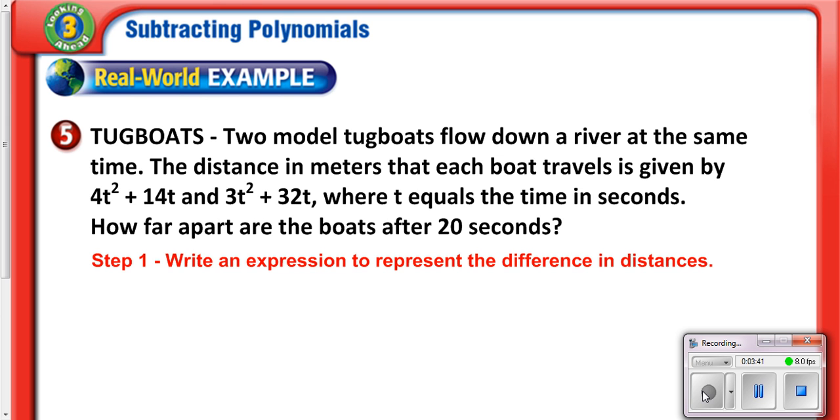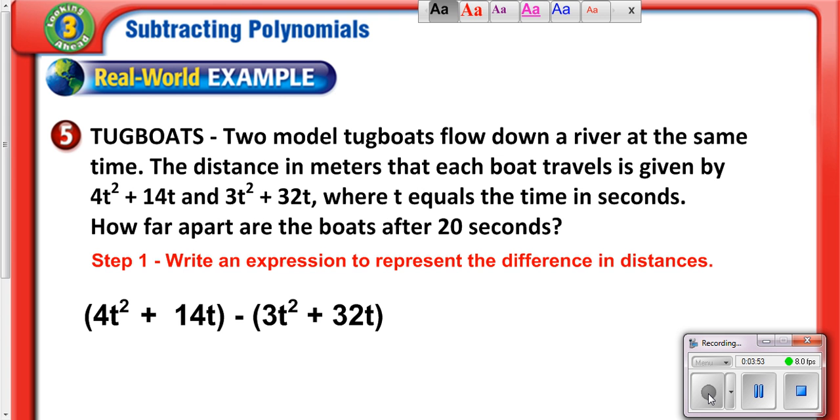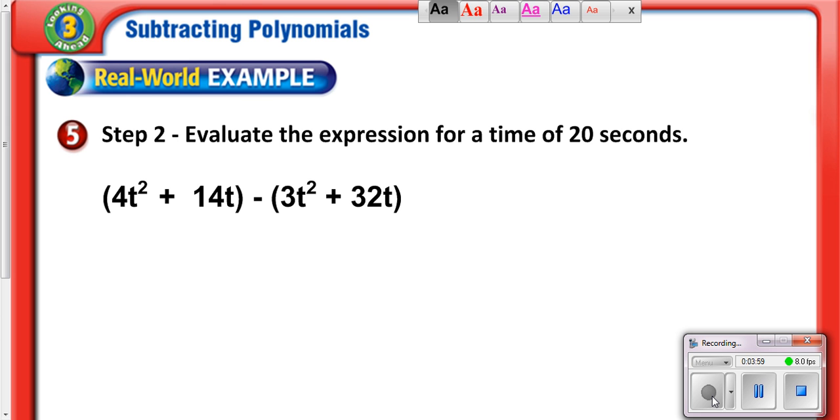So if you're going to represent a difference, it is subtraction. So we're going to be subtracting two binomials here. We'll take the first binomial and subtract by the second binomial. So here would be our expression in part 5, step 1. Second step, they're going to go ahead and have you evaluate the expression for a time of 20 seconds. So you're going to figure out that distance after 20 seconds.